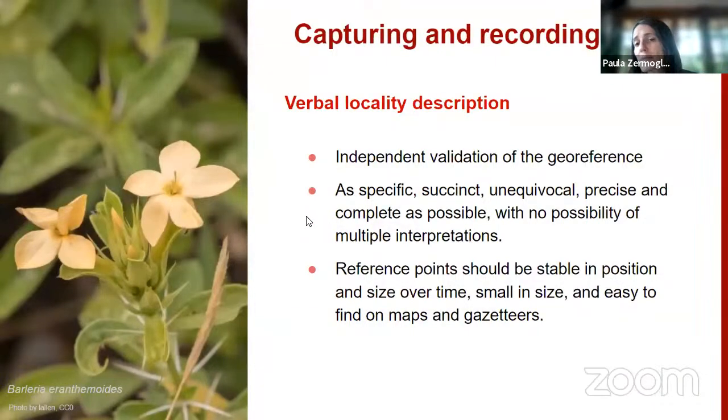Also, this description should be as specific, succinct, unequivocal, precise, and complete as possible, so that there is no space for multiple interpretations. If we're using reference points in this verbal locality description, those reference points should be stable, both in position and size, over time. So it's a very bad idea to use a tree as a reference point, for instance, which we have seen done. And those reference points should also be small in size, as much as possible, and easy to find on maps and gazetteers so that anyone could find them and could not mistake them for something else.